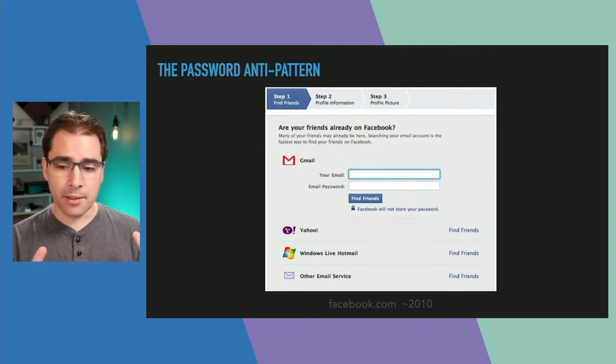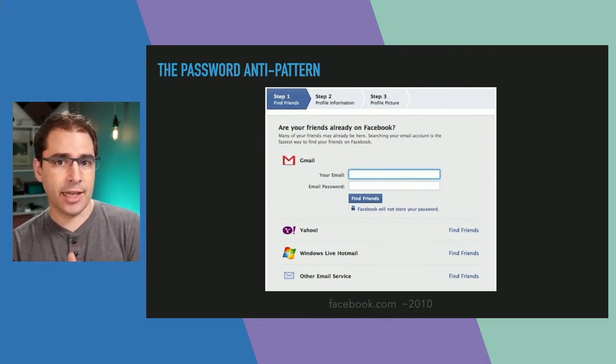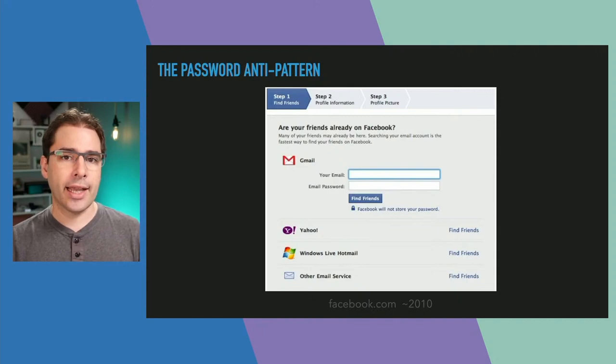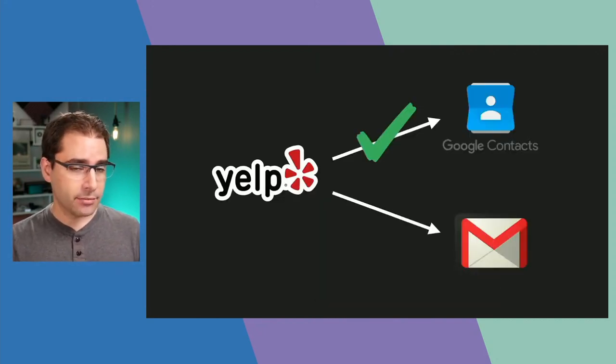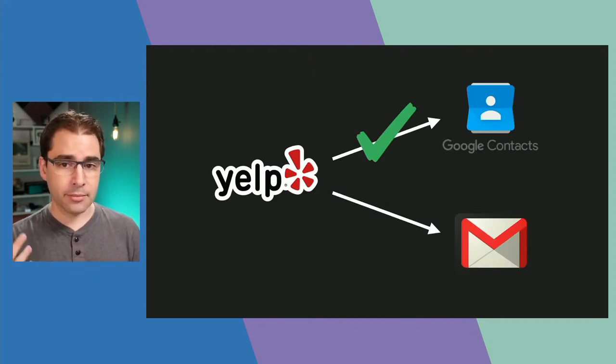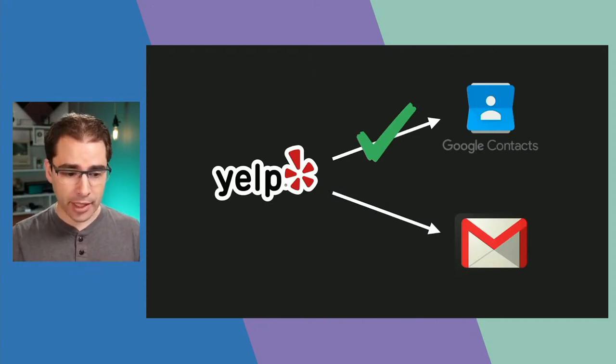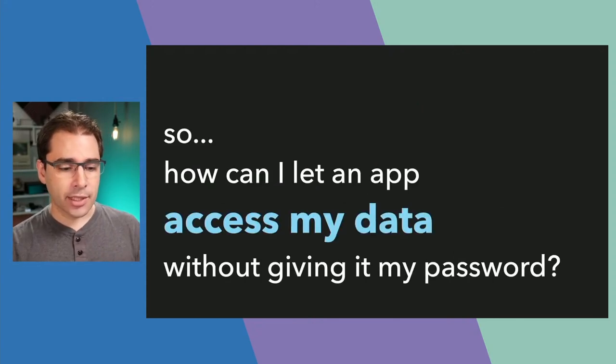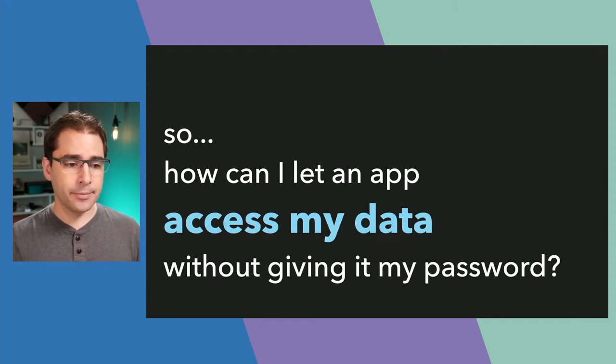And this has many problems, right? I don't want to go around giving my login to my email to random apps because it means it can do anything as me. And I don't necessarily trust that it's going to do only what it's promising. It's saying it's going to only ask for my contacts, but there's nothing actually stopping it from accessing the actual email on my account. So this is really the origin of what OAuth was trying to solve, which is how do we let applications?